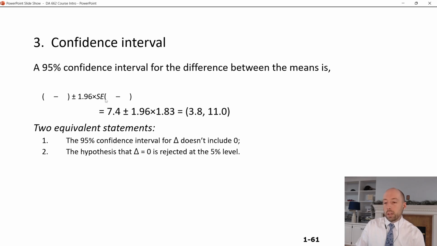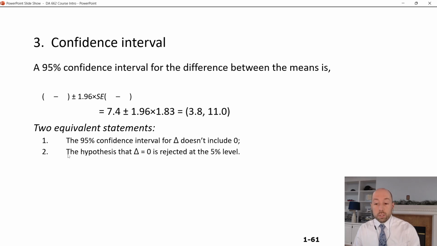Okay, so my confidence interval is 7.4 plus or minus 1.96 standard errors, which is how much that number should have varied relative to the population. It gives me a lower bound of 3.8 and an upper bound of 11.0, which I can read as either of these statements. The confidence interval doesn't include 0. Interesting. That's a hypothesis test right there.